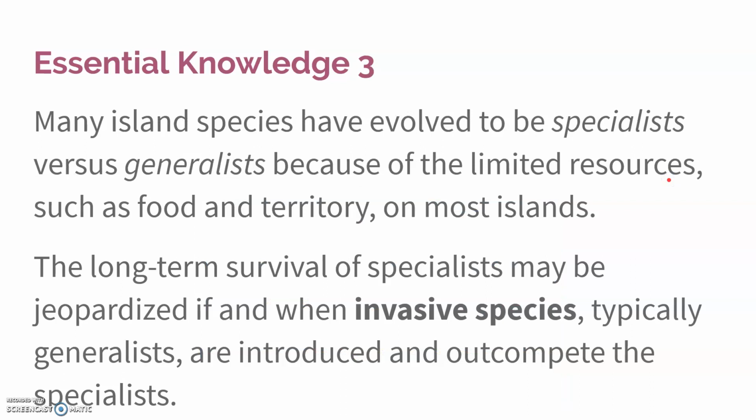Essential knowledge 3. This is pretty important. Most island species have evolved to be specialists versus generalists. And that's because islands have very specific sets of resources: very specific food sources, territory, other stuff like the amount of water, the type of habitat, the type of space you can find your way into. So there's not a whole lot of variety in those things. So the species that will have evolved are going to be the ones that have those mutations that allow them to exist in this environment the best.